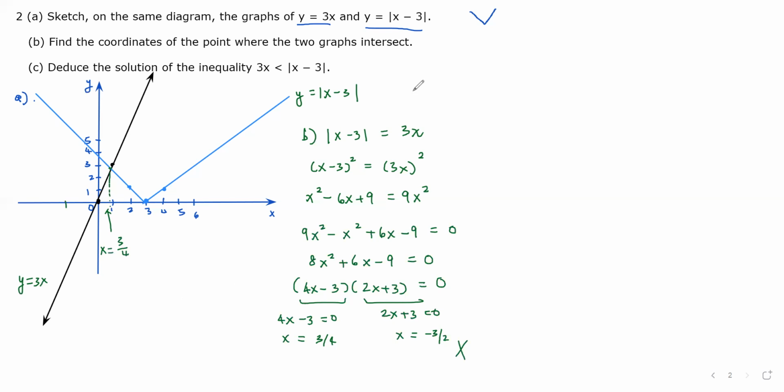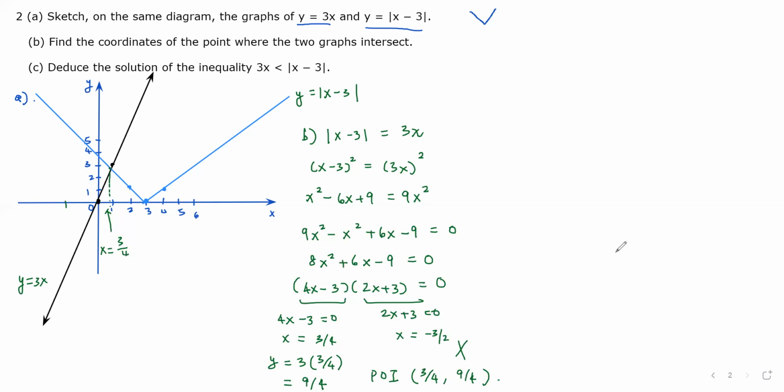So to find the coordinates, we need to find the y coordinate as well. That is just the x coordinate. To find the y coordinate, we sub x equals 3 over 4 into y equals 3x. That will make your life easier. So here 3 times 3 over 4, and that is 9 over 4. Then we say that the point of intersection has coordinates 3/4 and 9/4.